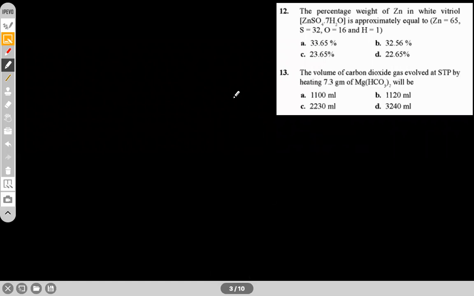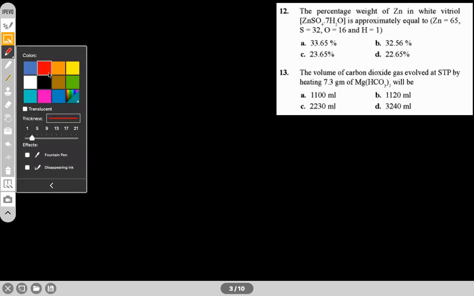The next one you see, the percentage weight of zinc in white vitriol, the formula is given ZnSO4.7H2O, is approximately equals to, we need to find out the weight of zinc in this formula. So first of all, before solving this question, what is the information given here?